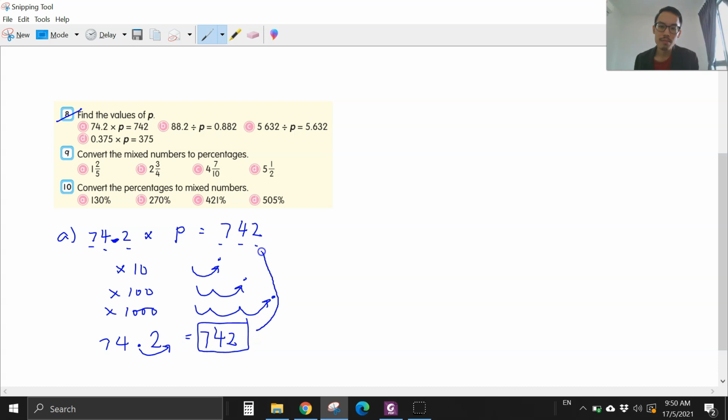Nampak sama tak? So if you move one time, that means you times 10. Okay, because times 10, you move one time. So for A, P equals 10. Okay, now we look at B.